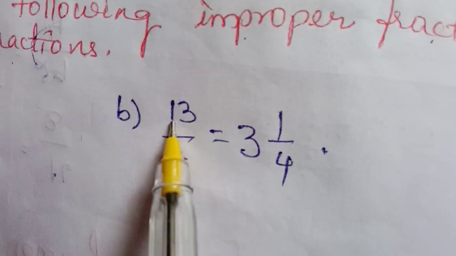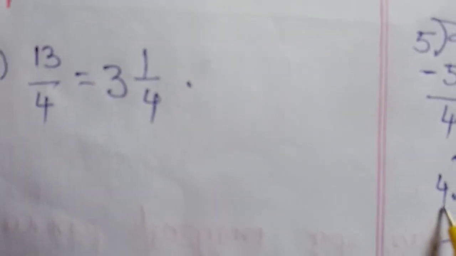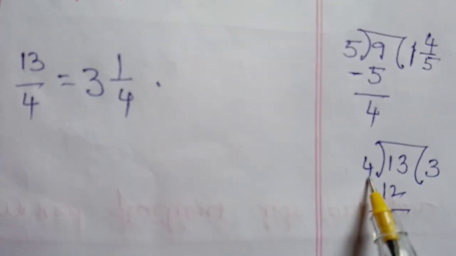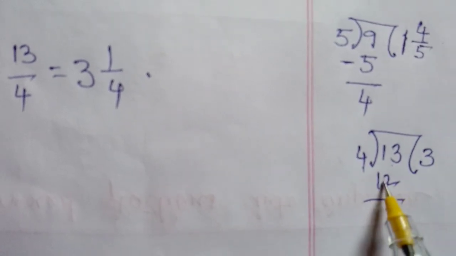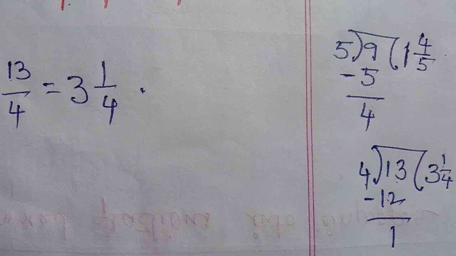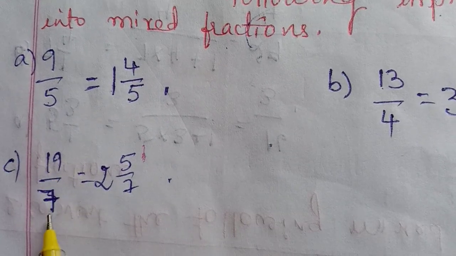The second one is 13 by 4. 13 by 4 means 4 as divisor, 13 as dividend. Now 4 threes is 12. 13 minus 12 is 1. Now the final answer is 3 1 by 4.